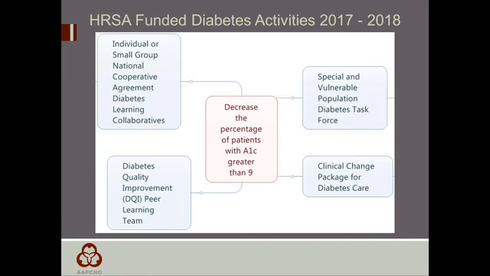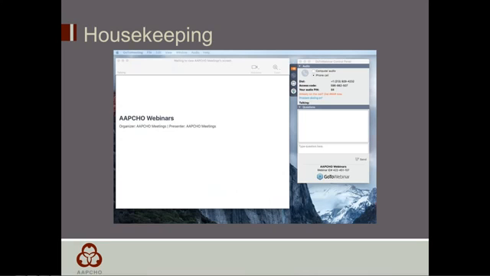They have funded the work of this task force, the members of which you saw on the previous slide. There is a lot of work going on sponsored by NACHC, looking at a clinical change package for diabetes care. There are a number of small national cooperative agreement diabetes learning collaboratives you can be a part of, and then there are the diabetes quality improvement peer learning teams, which are doing a lot to bring health centers, PCAs, HCCNs, and national cooperative agreements together to discuss strategies for improving diabetes care.